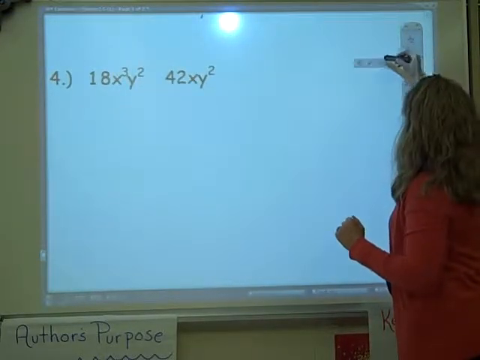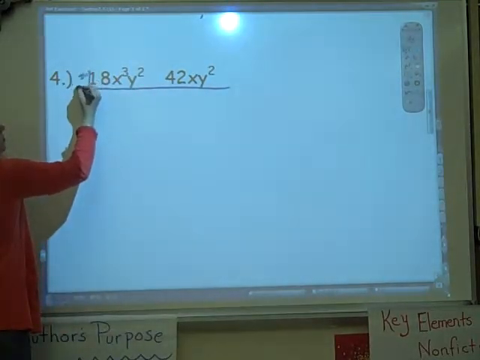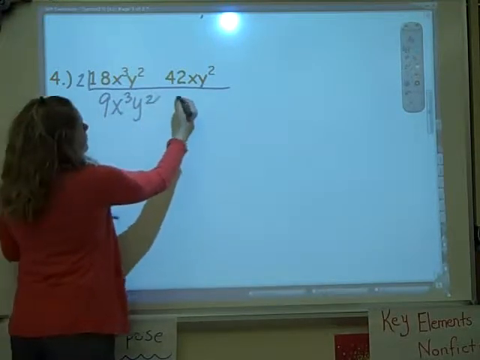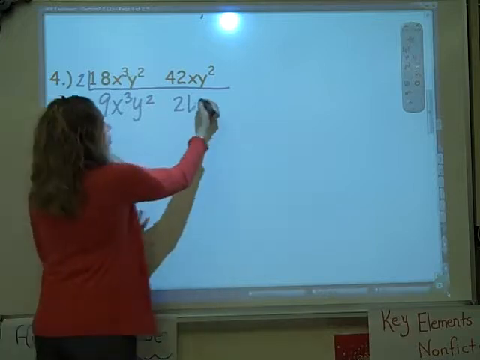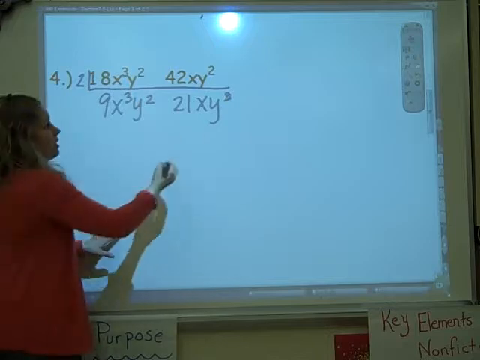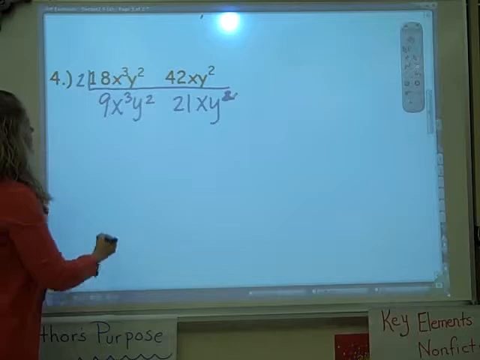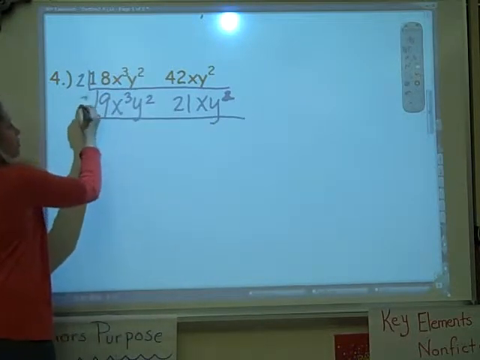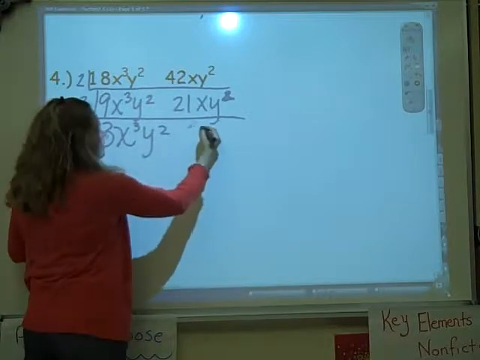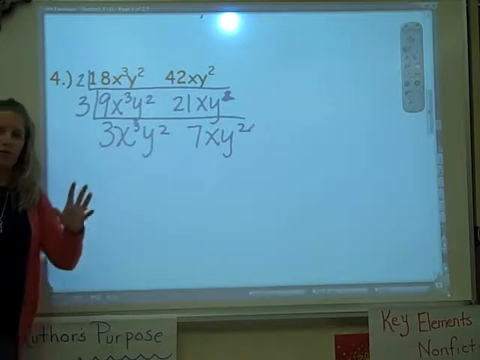One more, and then we'll move on to part 2. Divide these both by 2. You'll get 9x cubed y squared and 21xy cubed, or squared, sorry. That is a common error, just bringing things down so that you don't make a mistake. Divide these both by 3. You'll get 3x cubed y squared, and you get 7xy squared.